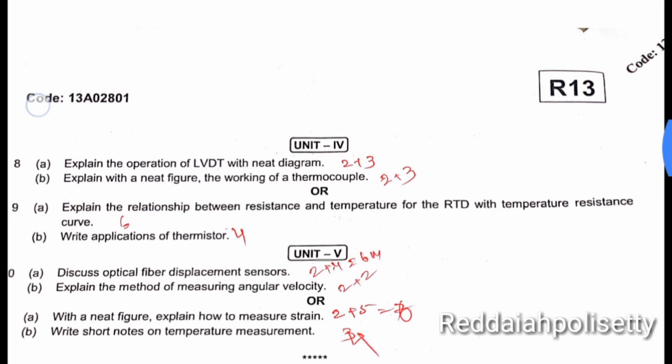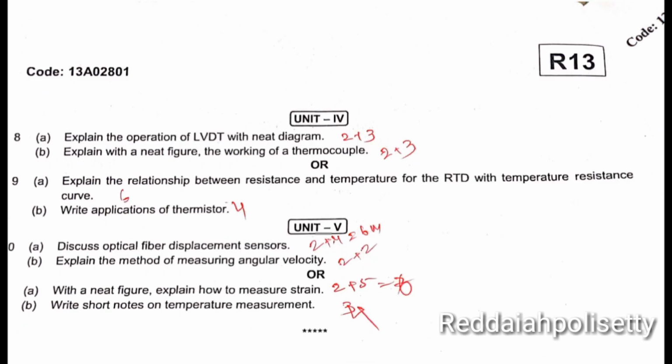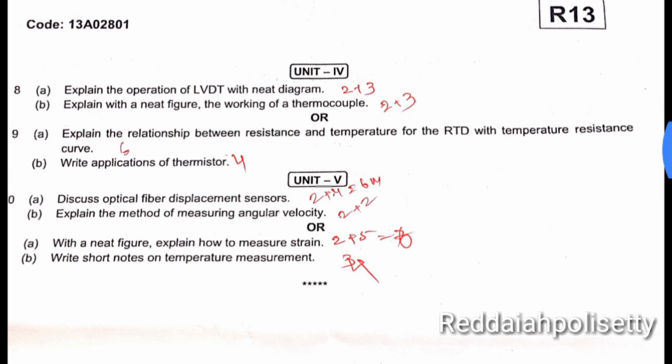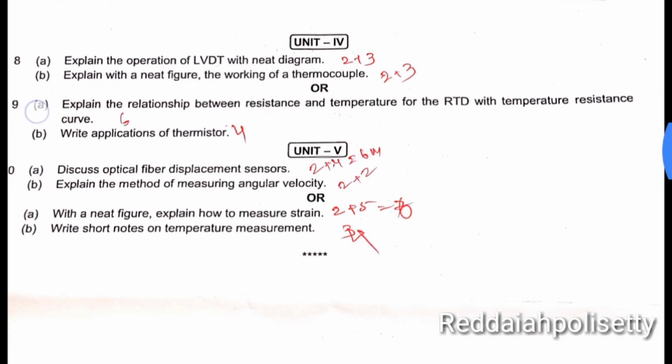Coming to unit 4, explain operation of LVDT. LVDT is a linear variable differential transformer, and with a diagram, it is a transducer consisting of 2 transformers, primary and secondary transformers. Explain with a neat figure the working of a thermocouple. Diagrams are very important for transducer units. Now the question from unit 5 you can see.